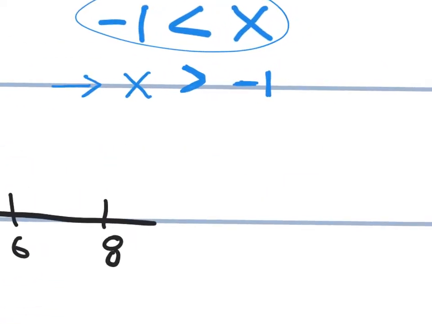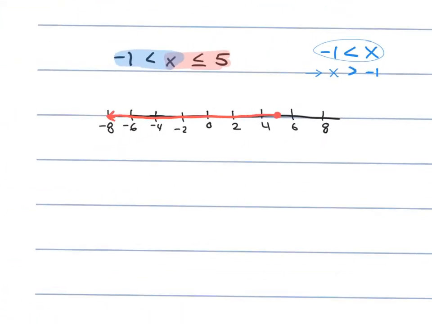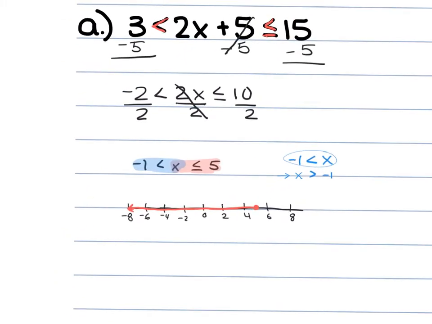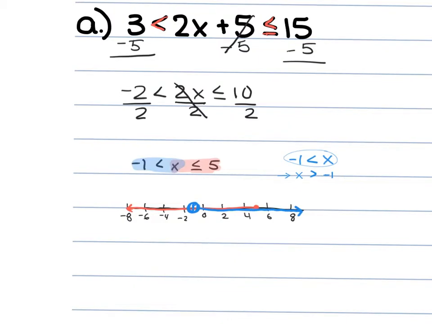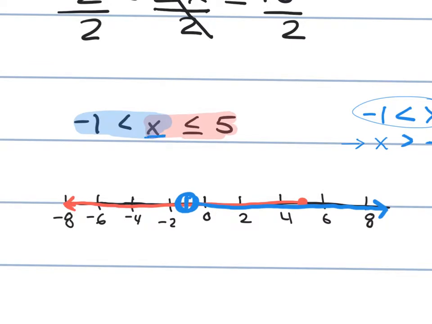So how do I graph x is greater than -1? Open circle at -1, which is right here. So there's an open circle. And which direction? We're going to the right. Now notice it didn't say and or, but I know that x has to be a number that is greater than -1, and it has to be a number that is less than 5. So it is that area where they both agree right here. That's the area I'm looking at in the middle.